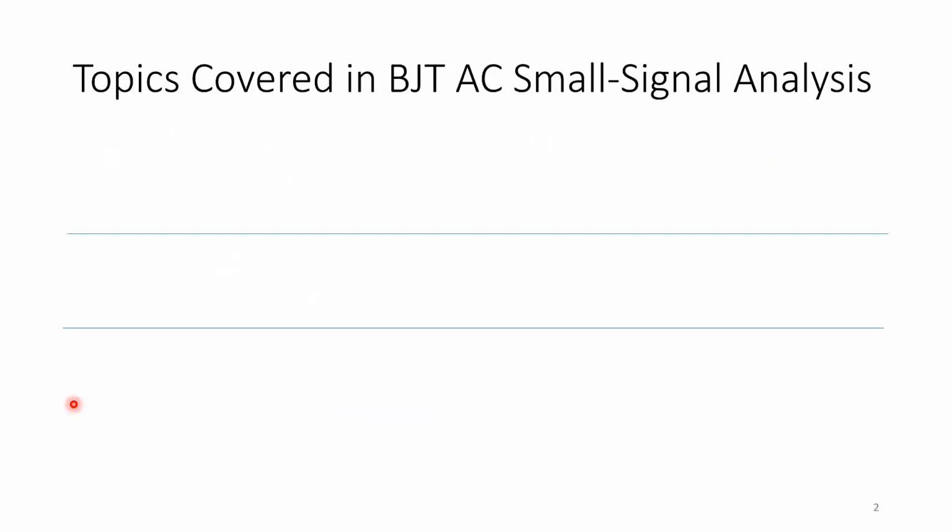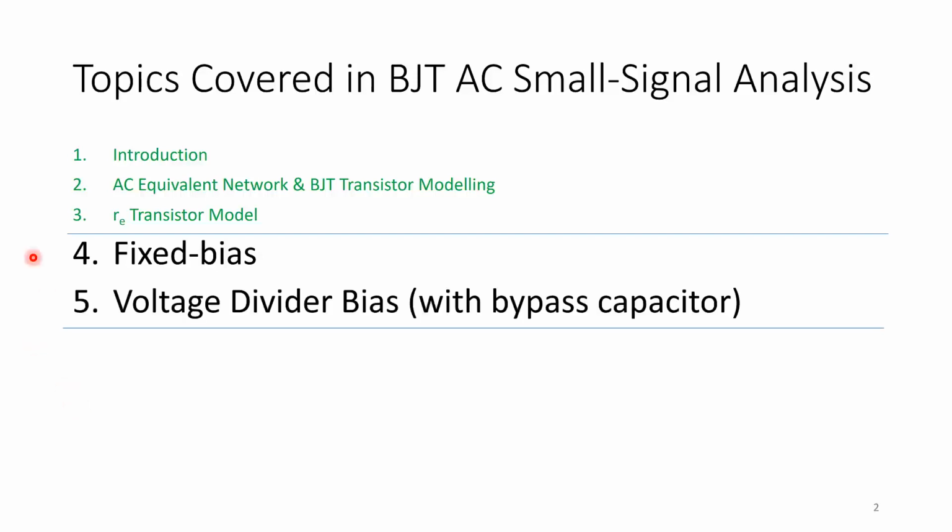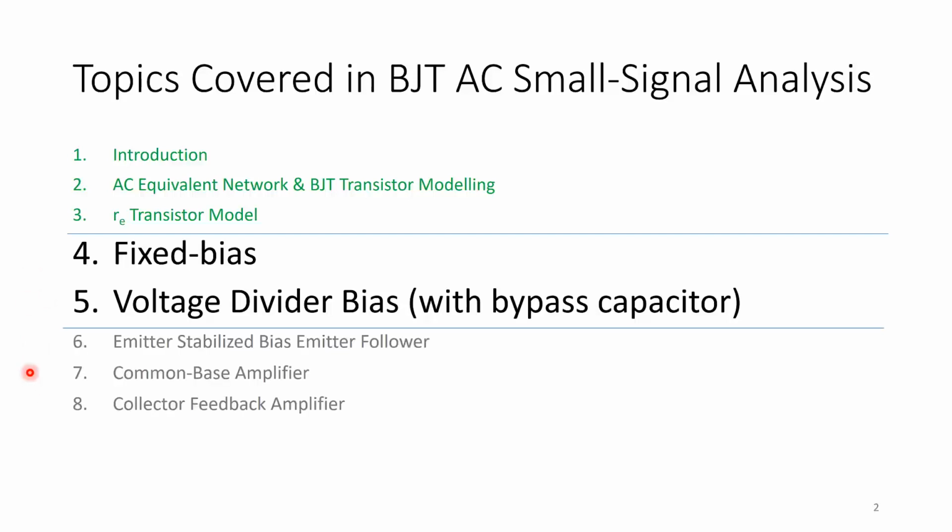So, topics covered in BJT AC small signal analysis. We had the same slide in our previous video, but now I've made points number 1, 2 and 3 green because we've covered those 3 topics. We are now going to look at fixed bias and voltage divider bias with bypass capacitor, and we will continue with the following topics in our future videos. But for this video, we'll be only covering these 2 configurations.